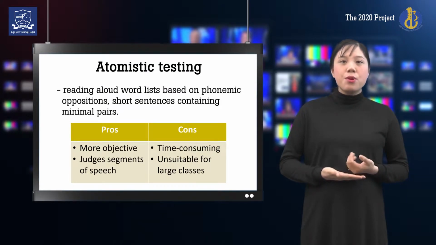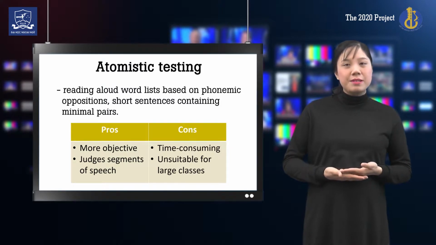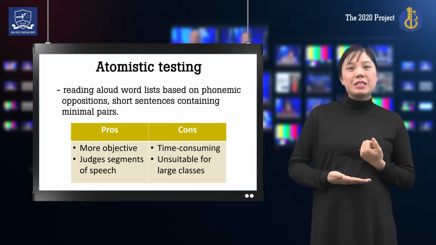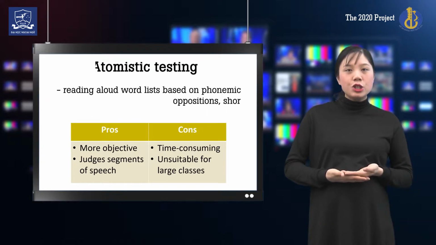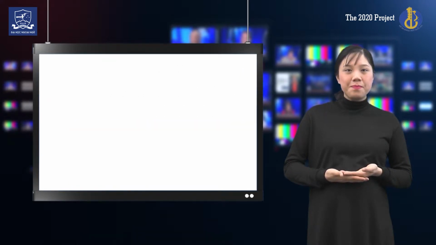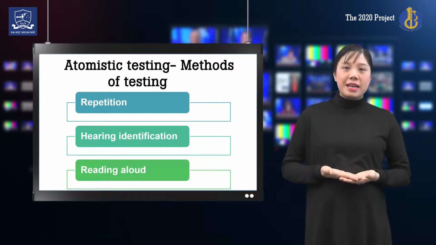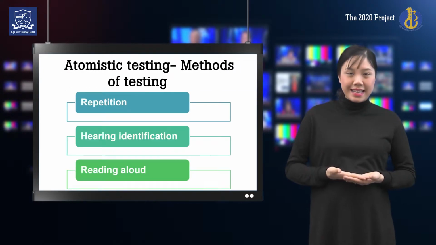Nevertheless, the drawbacks of this approach are the demands on the assessor in a school environment, the teachers. It requires recording the learner's speech sample and repeated listening to it. So, it is extremely time-consuming and thus unsuitable for large classes. There are three ways to conduct atomistic testing.